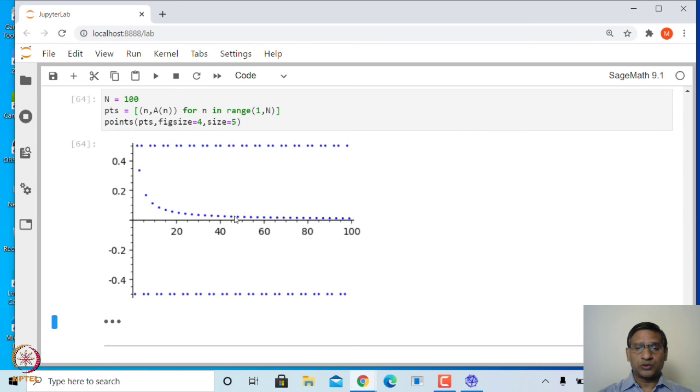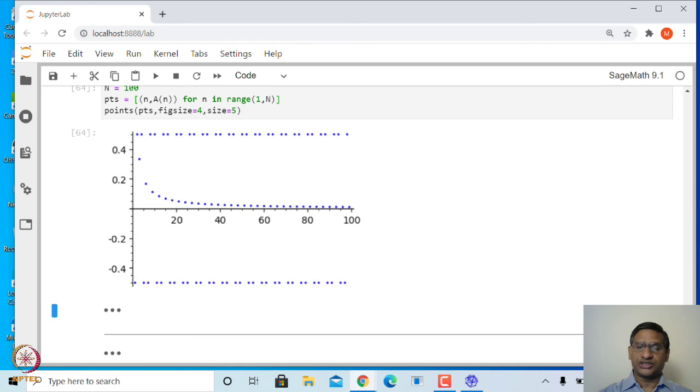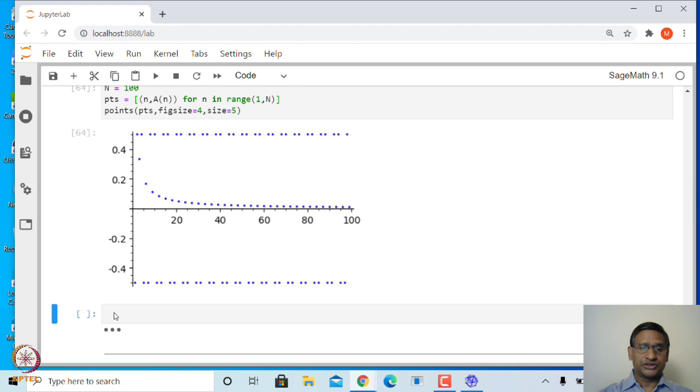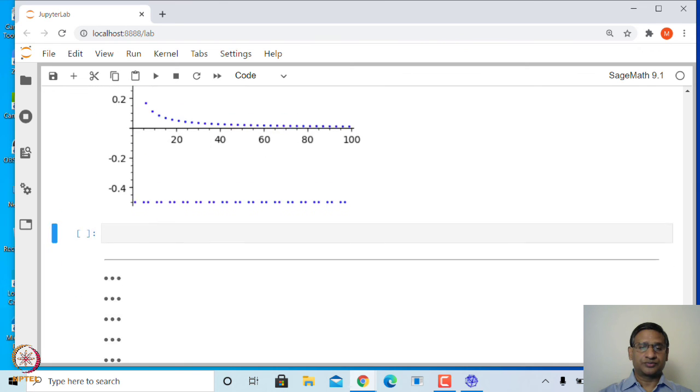So, this will be close to the origin, where the other two are oscillating between some minus 0.5 and minus 0.5. So, this sequence is not going to converge, that is what, this will not converge, right.